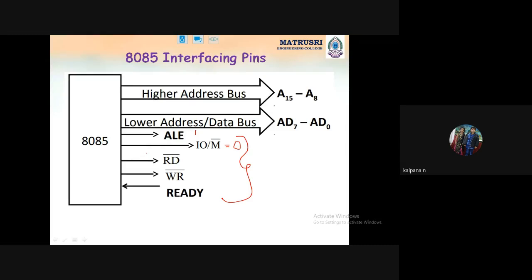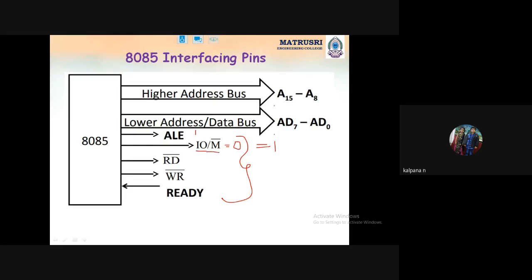If we want to interface IO devices, input output devices, then this should be equal to how much? 1. Bar stands for 0, so this should be enabled for 0. Here there is no bar on the IO device, means this pin will be enabled for 1. Whenever this is equal to 1, what will be enabled? IO or M? IO will be enabled. If this is equal to 0, memory will be enabled.